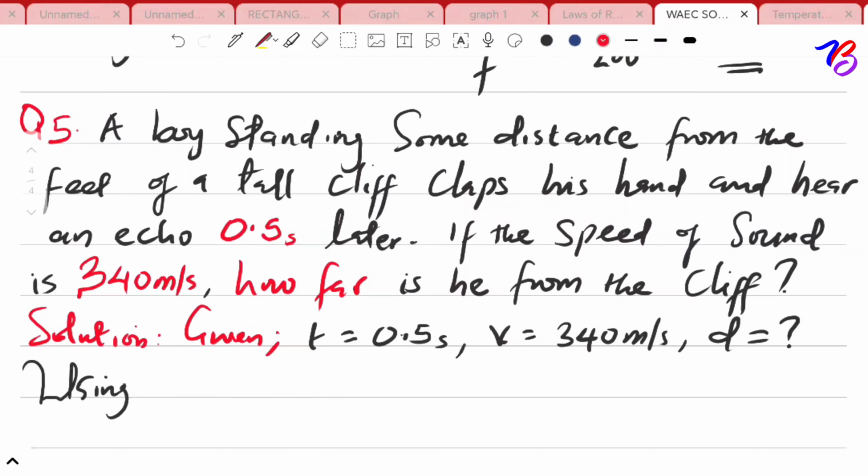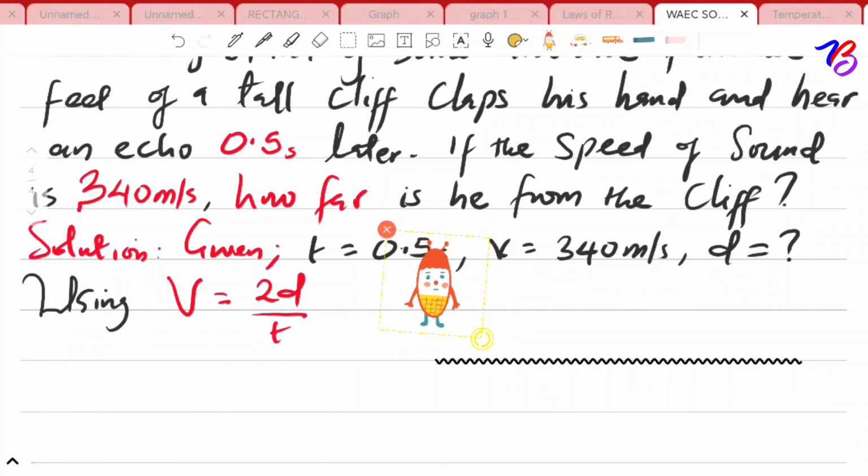So using v is equal to 2d all over t. This is gotten from the linear equation of motion. Now, our echo has to be heard, so we must factor that into consideration. Let's depict this using a diagram.